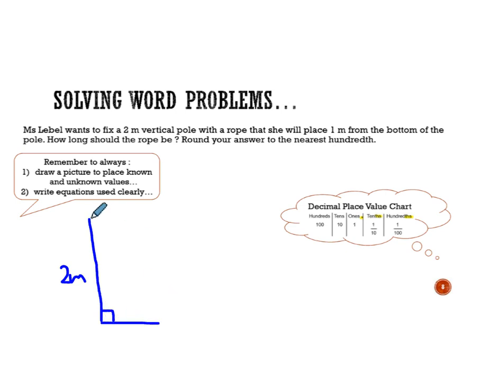She wants to fix it with a rope that she placed 1 meter from the bottom of the pole. So that's 1 meter. And my rope, I'm going to put my rope in red. This is my rope here. So this is my x. Okay. And you have to round your answer to the nearest hundredth. So what I did, I put the place value chart just to remind you where the nearest hundredth is. So when you look at your picture, you should identify your longest side, which is your x. So you can start with your longest side if you want.